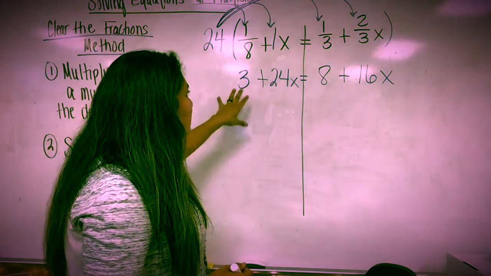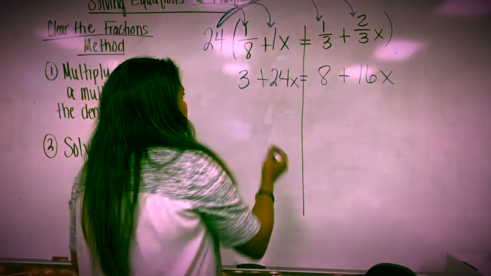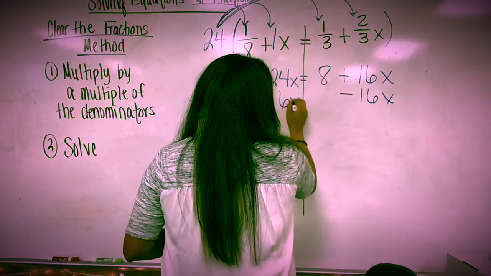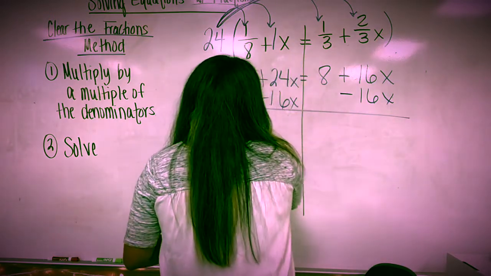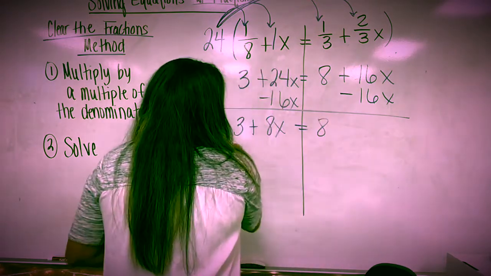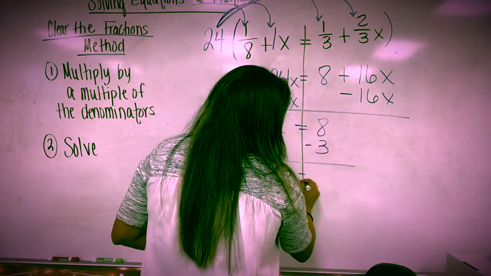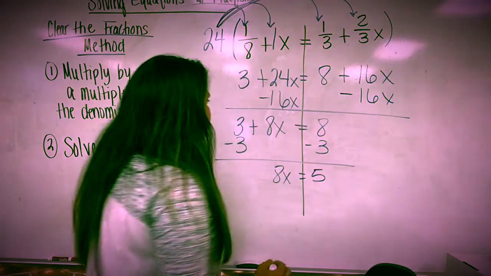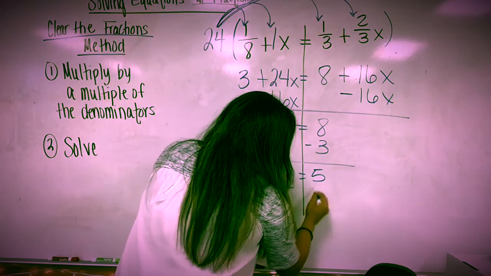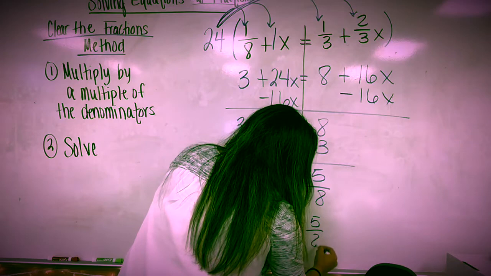Now that I have my equation that doesn't have any fractions in it, we're going to go into solving. I'm going to do minus 16x on both sides. That gives me 3 plus 8x is equal to 8. Minus 3, I'm going to move those constants over to the other side. 8x is equal to 5. All right, so now we're here. The last thing is divide by 8, and x is equal to 5/8.